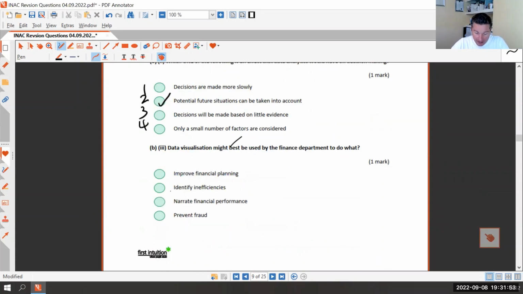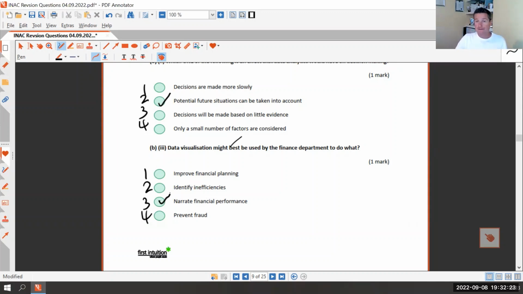Cool. Last little multiple choice one, I think it is. Last radio button, as we call it in education. Data visualization may be best used for the finance department to do what? Now, remember, it's data visualization. Which of these is going to be the best use of this? Or what would you more likely use data visualization for? Yeah, it's going to be narrate financial performance.